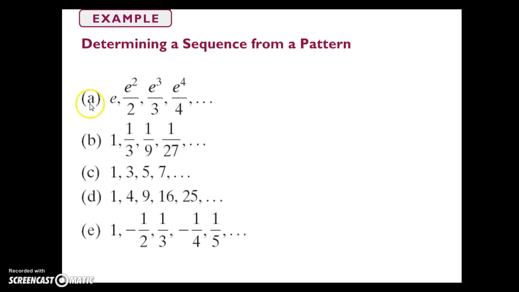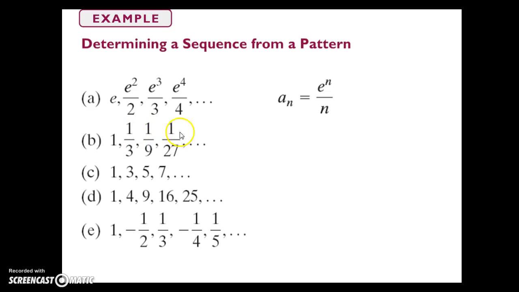And their actual rules. Here's the number e, and then it's e squared over 2, e cubed over 3, e to the 4th over 4. This rule for my sequence, the general rule should be what? e to the n over n. This right here is basically, remember, anything to the 0 power is 1. 1 million to the 0 power is 1. This will be 1 over 3 to the n minus 1. Let's take a look at this. So here's the general rule for this.